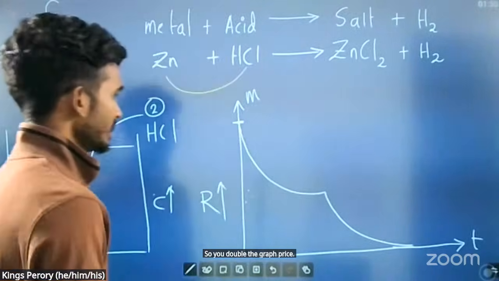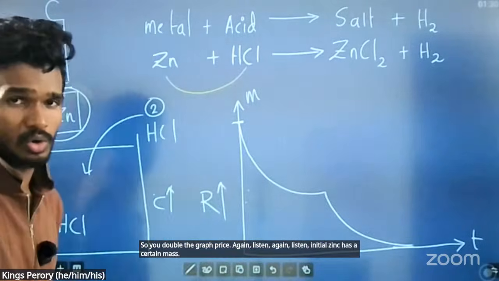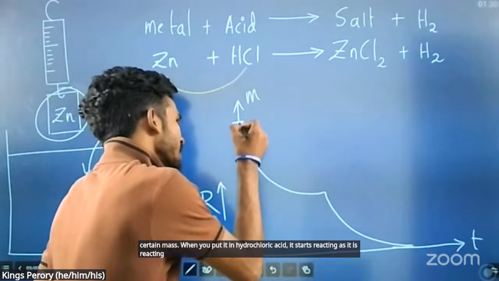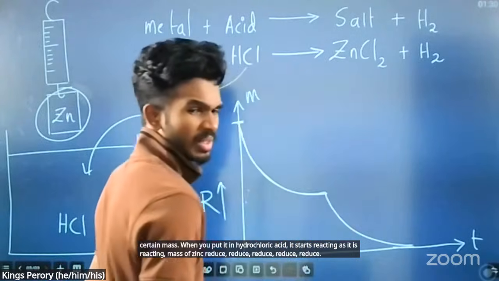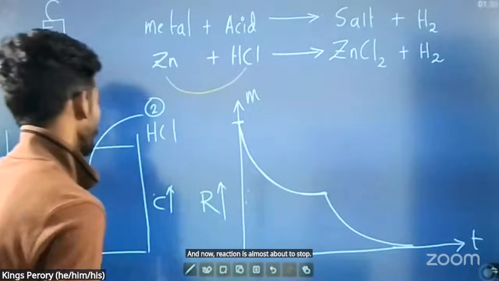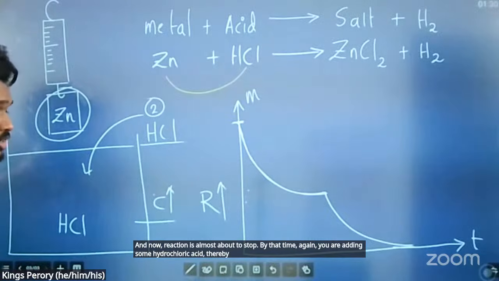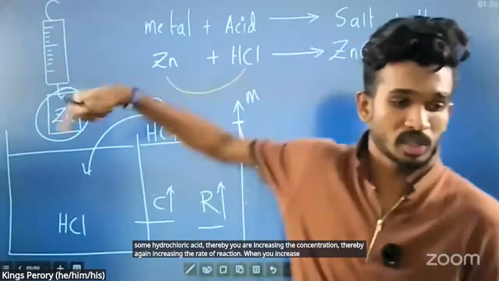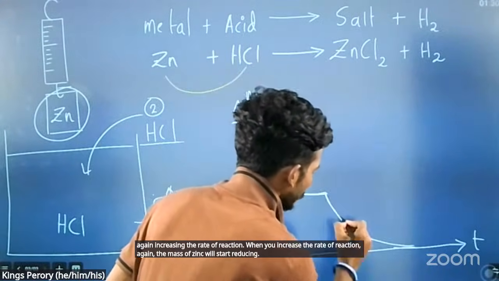Again listen. Initially zinc has a certain mass. When you put it in hydrochloric acid, it starts reacting. As it is reacting, mass of zinc reduces, and now the reaction is almost about to stop. By that time, again you are adding some hydrochloric acid, thereby increasing the concentration, thereby again increasing the rate of reaction. When you increase the rate of reaction, the mass of zinc will start reducing again.